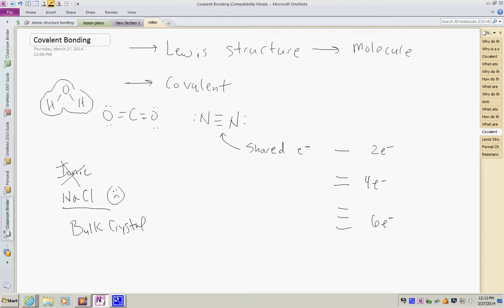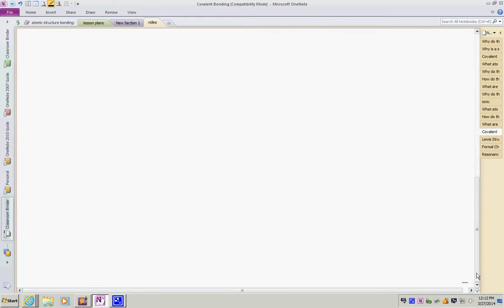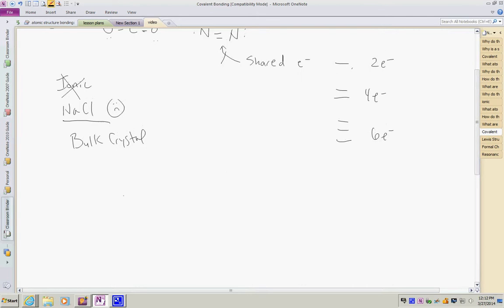A few things that I will note about this that you'll want to have some general understanding of, about the sharing of electrons. We have a single, a double, and a triple bond. We have bond length. You should be aware that it gets longer and shorter.